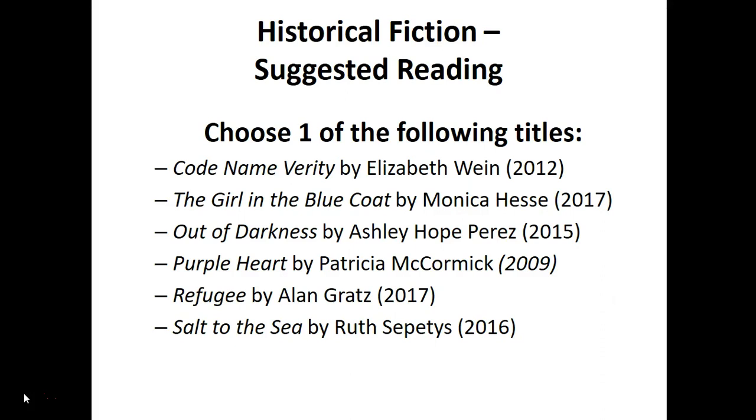Codename Verity by Elizabeth Wein, that was from 2012. The Girl in the Blue Coat by Monica Hesse, that's from 2017. Out of the Darkness by Ashley Hope Perez from 2015. Purple Heart by Patricia McCormick from 2009. Refugee by Alan Gratz, 2017. And Salt to the Sea by Ruth Sepetys.